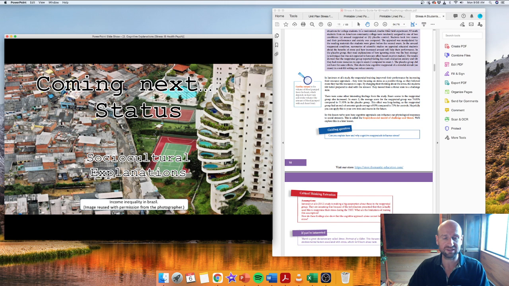So just two lessons on appraisals, and the idea of appraisals really helps to understand the definition of stress, and it can provide a cognitive explanation. And again, there's another one with locus of control coming up later. But next we get into the social cultural explanations, which is mainly about social status.